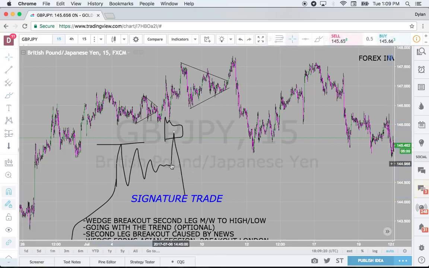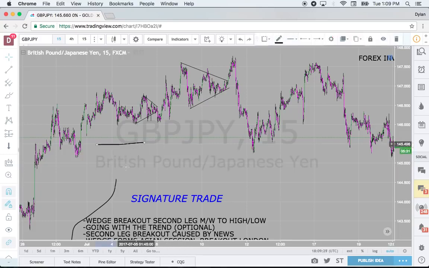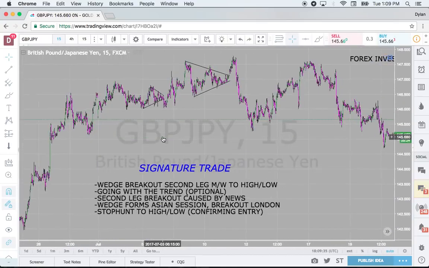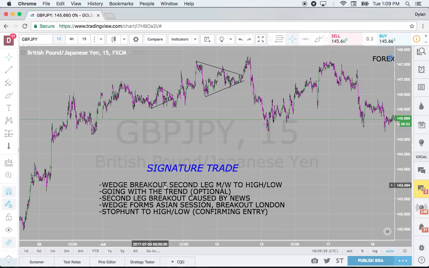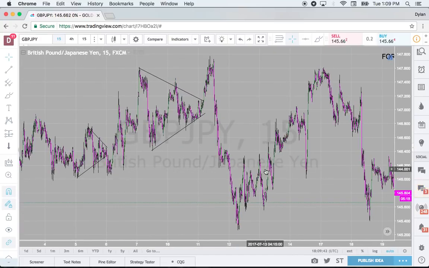No indicators necessary, no averages, no templates, none of that junk. You don't need any of that to trade this. And this is a very highly probable setup. So: wedge breakout, second leg M or W to the high or the low of the day.